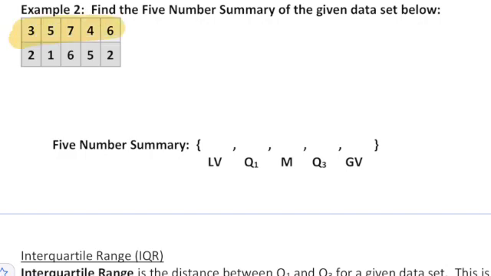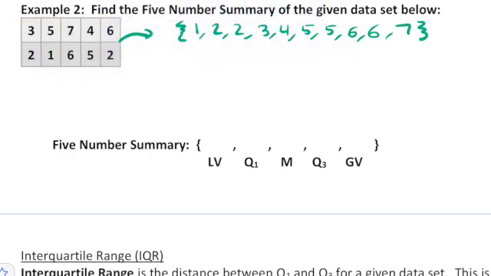So here's the data set we're going to work with. I'm going to put it in numeric order. Now that it's in numeric order, it's easy to find the LV and the GV. The least value is 1, and the greatest value is 7.